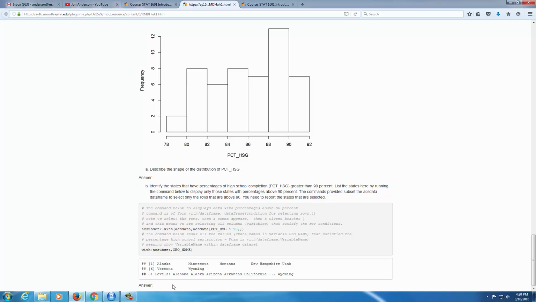I just want you to observe that that's what this command does, and the names that are extracted are the ones that satisfy this condition. And I would want you to be able to tell what they are. So just use the output to understand what it's doing.